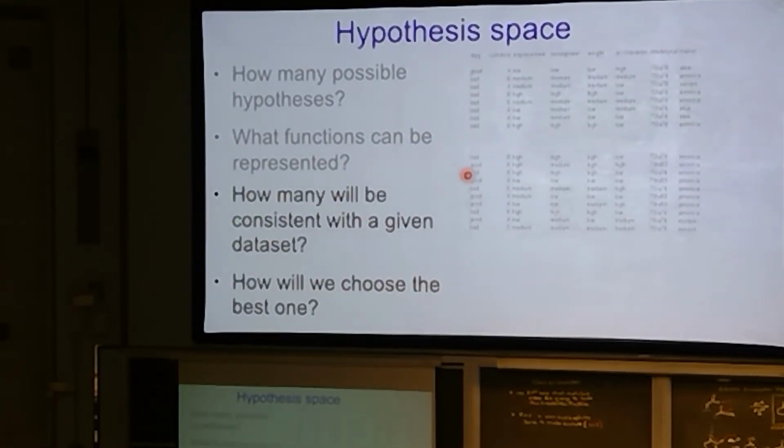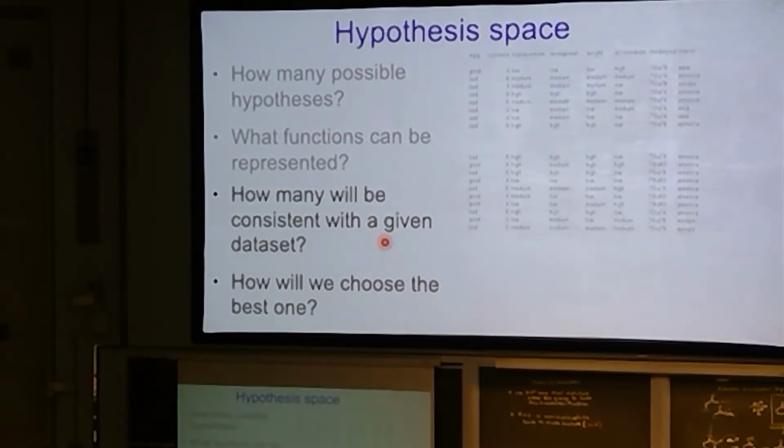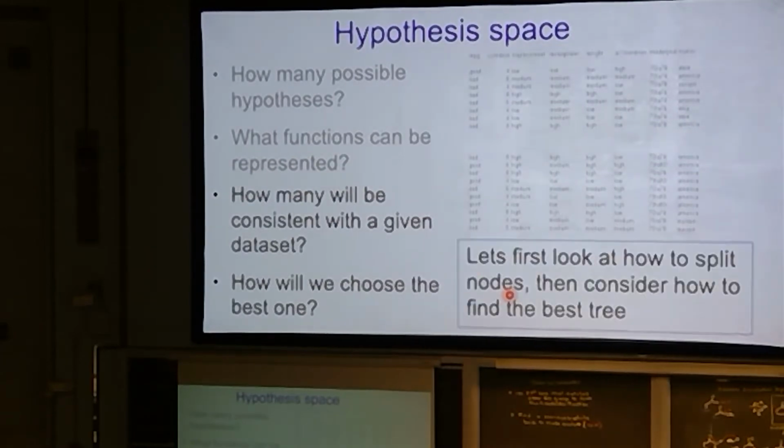And so you might ask, imagine you have training data and you are trying to get down to 0 training error. Is it possible that more than one tree gives you 0 training error? And if so, how are we going to choose the best one? And things like this.